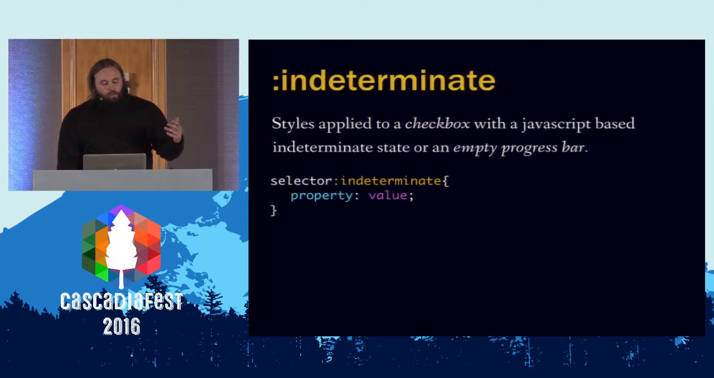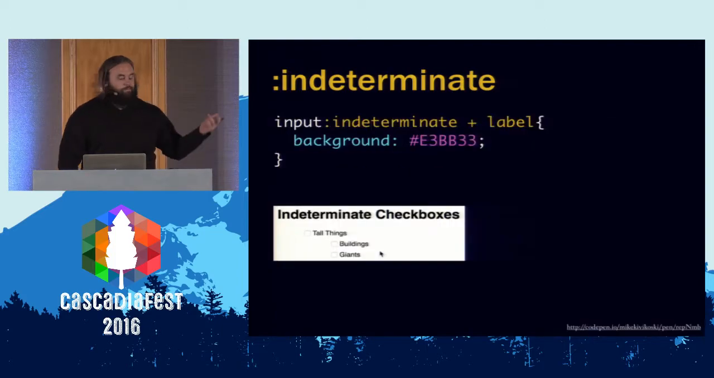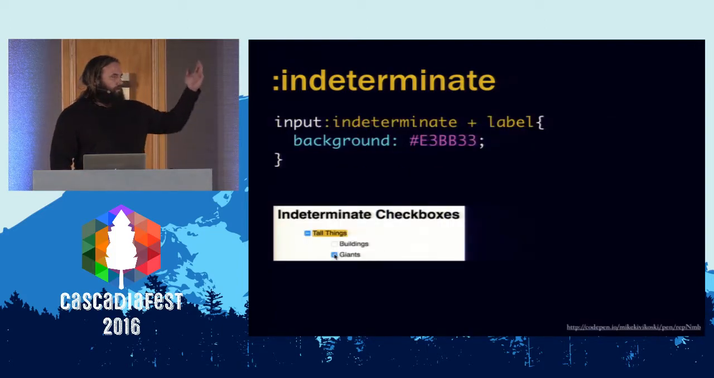Indeterminate. So this is styles applied to a checkbox, JavaScript-based, indeterminate state, or an empty progress bar. What this means is if you have a list of checkboxes within, you can actually have this third state. So instead of on and off, there's a third one, indeterminate, where by clicking one of the children, you get the minus sign on the parent.